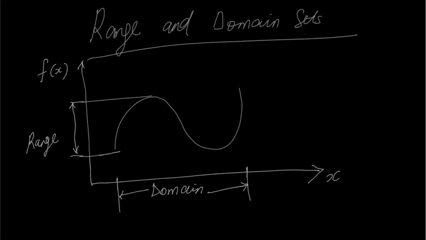Let's look at range and domain sets. Range simply means the y-axis elements. And domain simply means what? The x-axis elements. These x-axis elements, which are the domains, are the input needed by this function to produce the y-axis, which we call what? The range. Okay? So domains are all the values that go into the function. Range are the values that come out of the function.